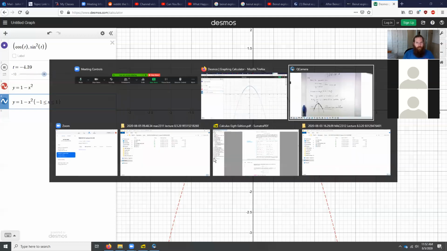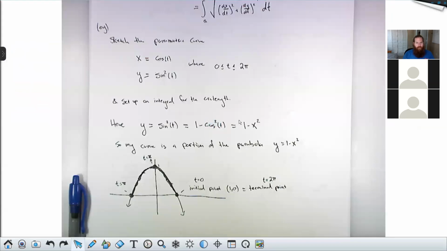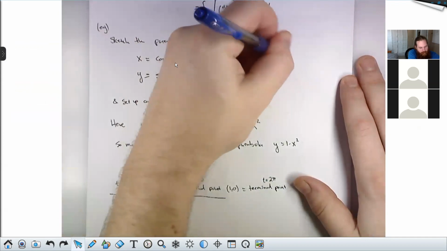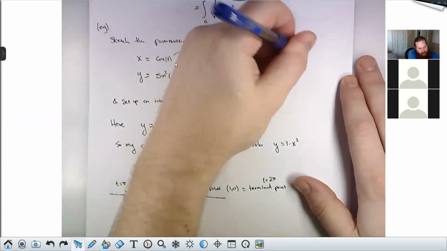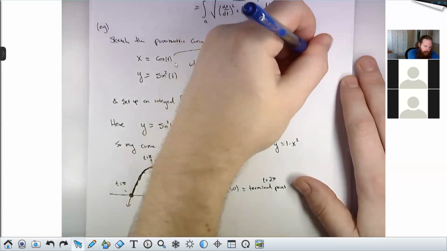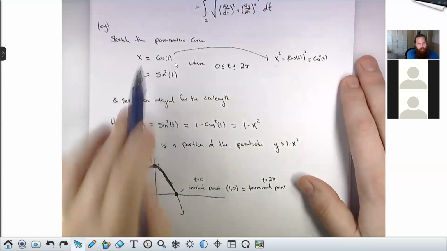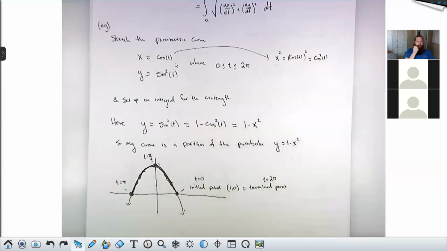So let's come back here. The question was, how do I know that cos squared is the same as x squared? Well, x is cosine t, right? So if I want to know what is cos squared, I just square both sides. So when I see cos squared t show up, I immediately recognize that as the square of x. That's all good.